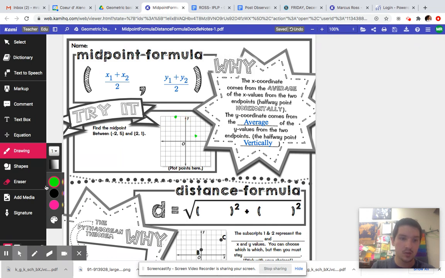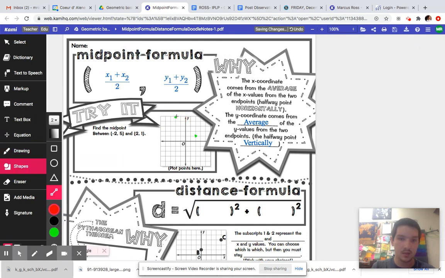And what we are trying to do is find the distance from this point to this point. We're trying to find that midpoint, that middle point. I'm seeing it might be right here, but let's check.